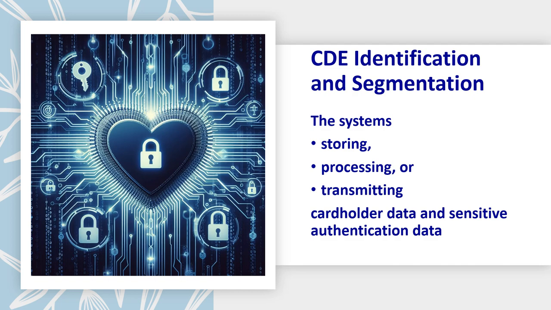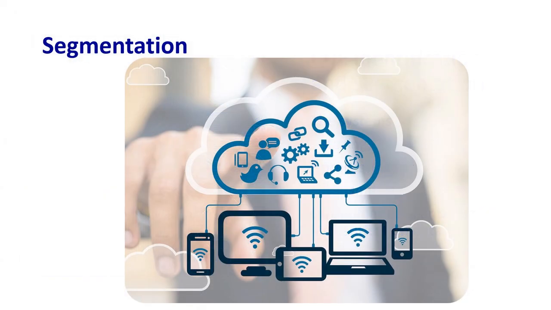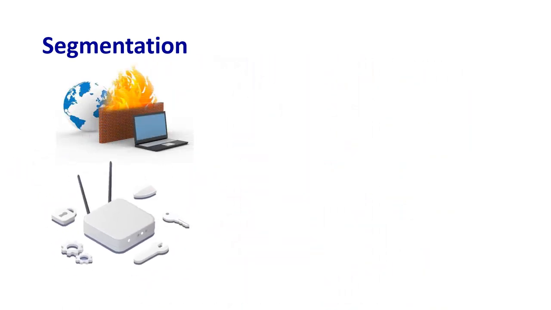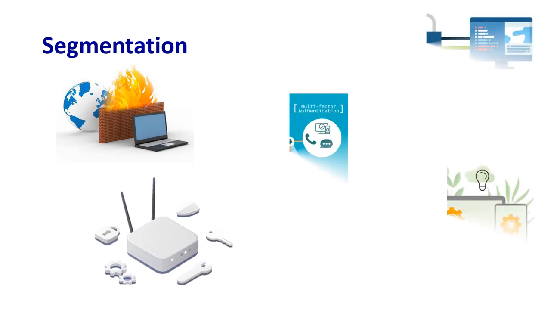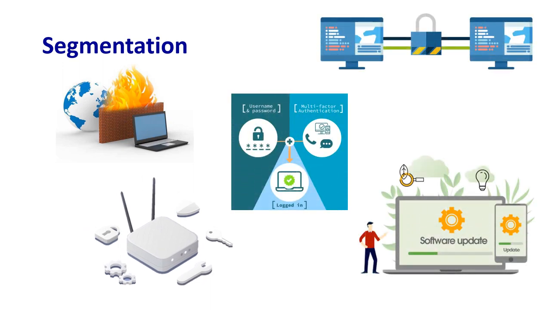Segmentation, though not a PCI DSS requirement, is a valuable practice. It involves creating secure zones within your network to isolate the CDE from other systems. Technologies such as firewalls, routers with strong access control lists, or other security features can be employed to restrict data flows between the CDE and other network components, reducing the scope and complexity of the PCI DSS assessment.